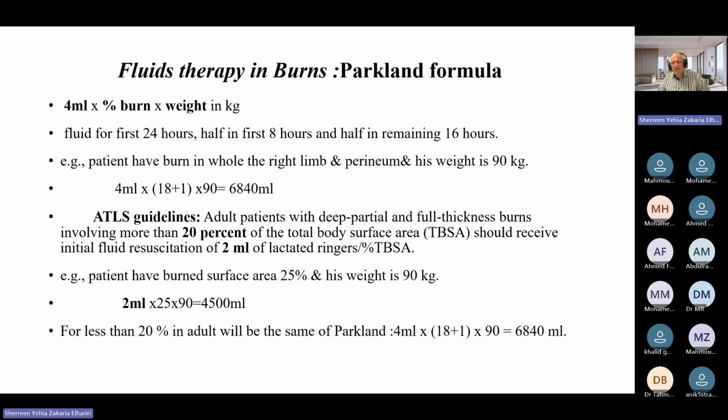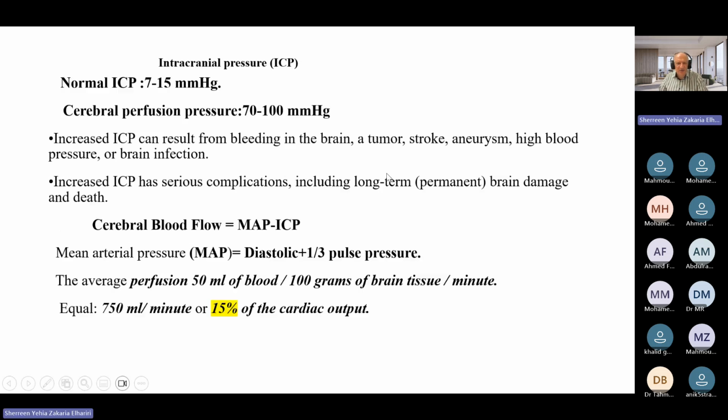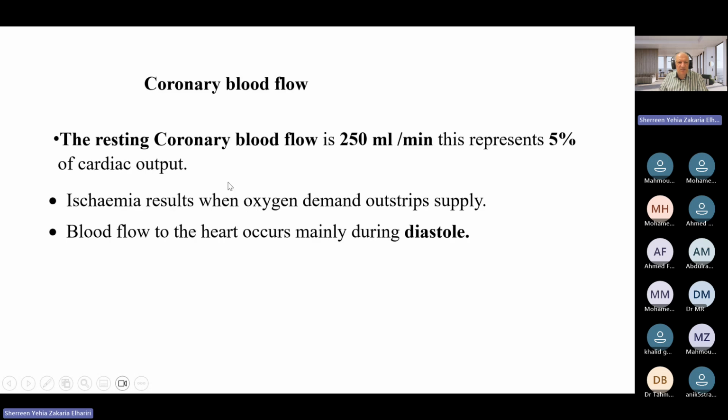Okay. I just have a few slides. So cerebral circulation is not a problem, and coronary is not.